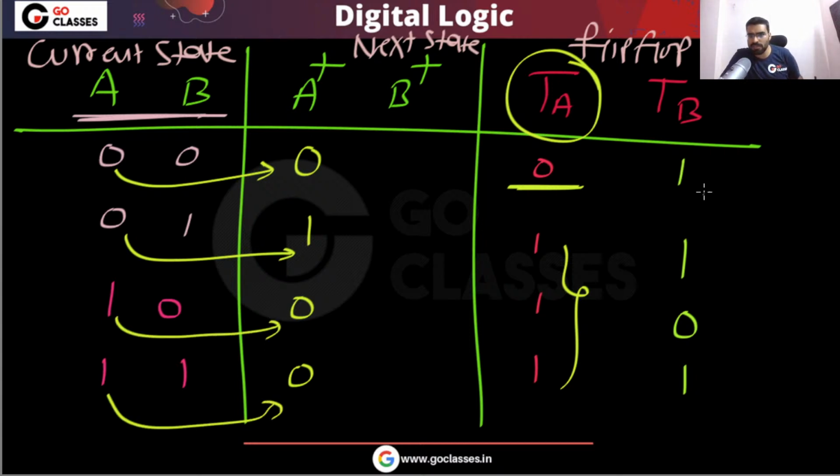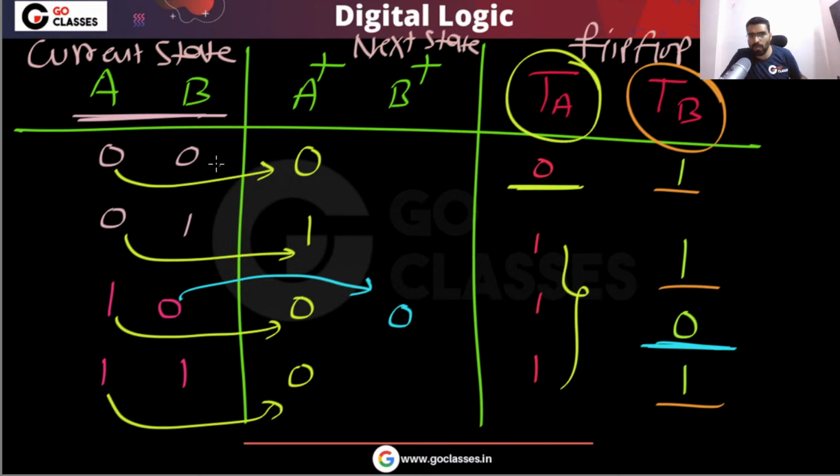Now similarly you can notice that here TB is 0. So when TB is 0, the next state will be the same as the present state. So the next state of this TB flip-flop will be the same as the present state. And for the remaining, because TB equals 1, the next state will be the complement of the present state. Okay, so this is the idea. Is this clear to everyone?